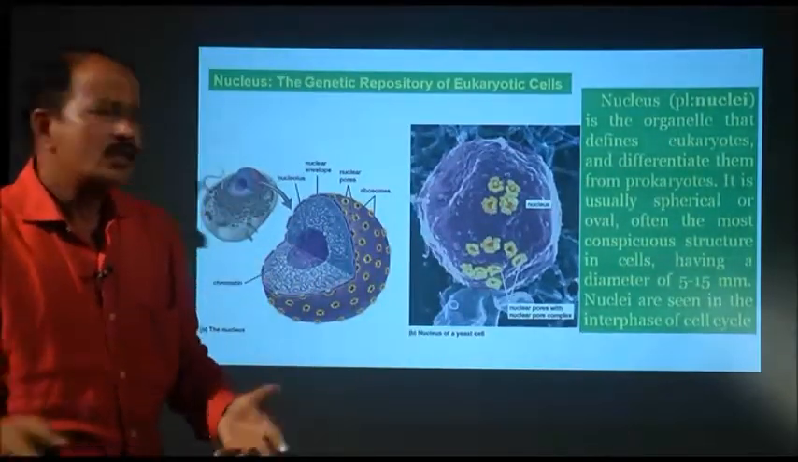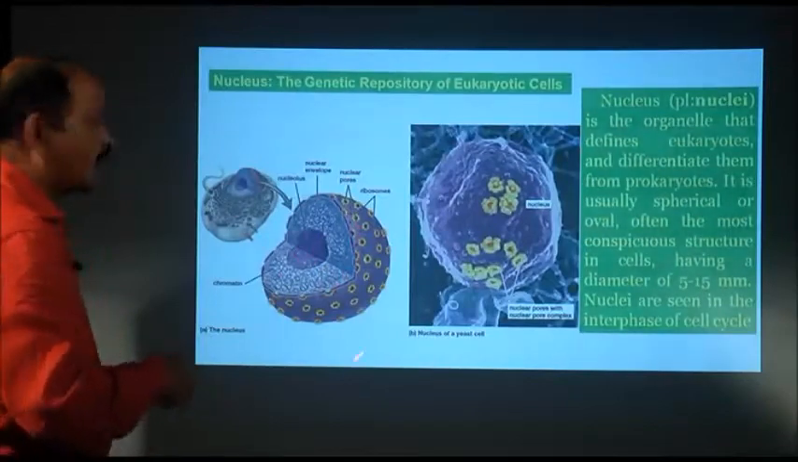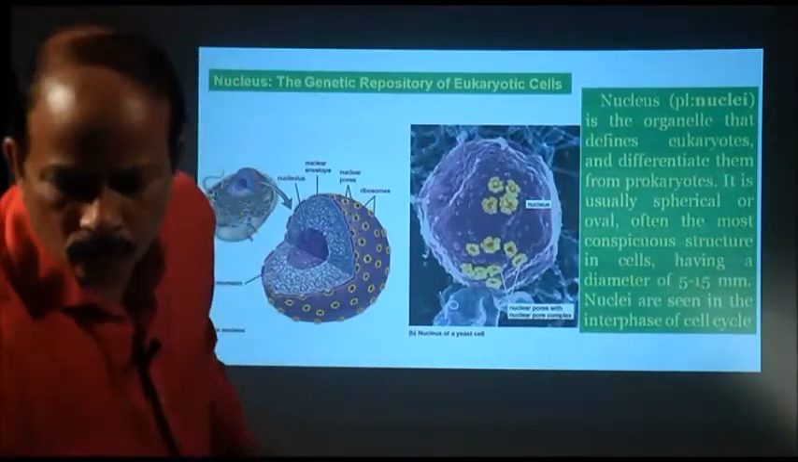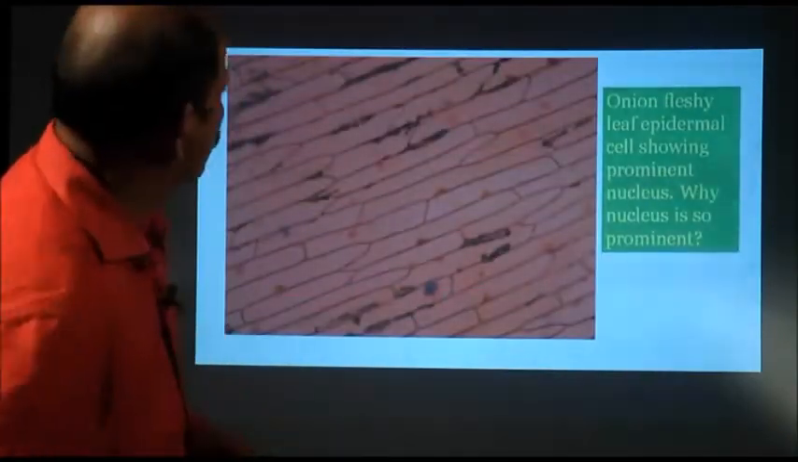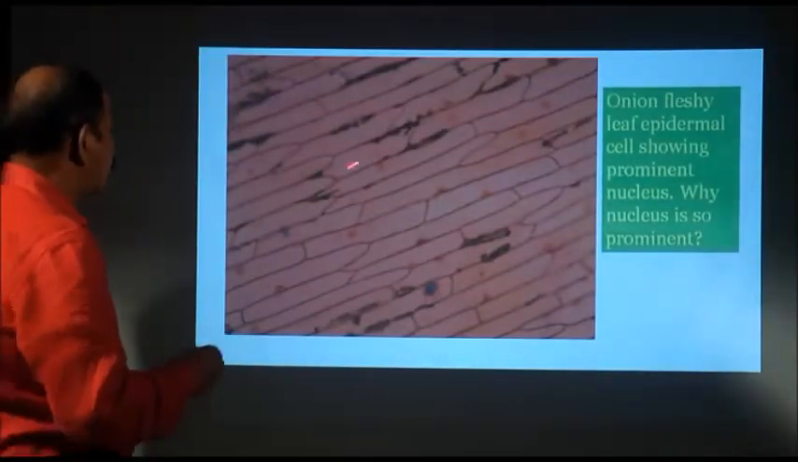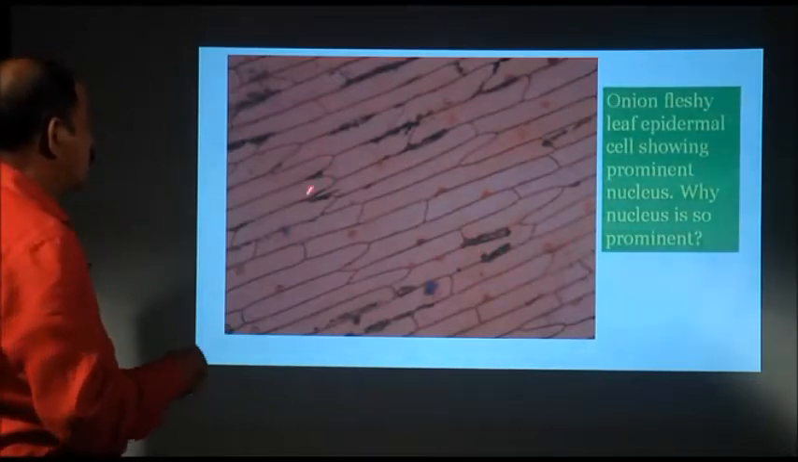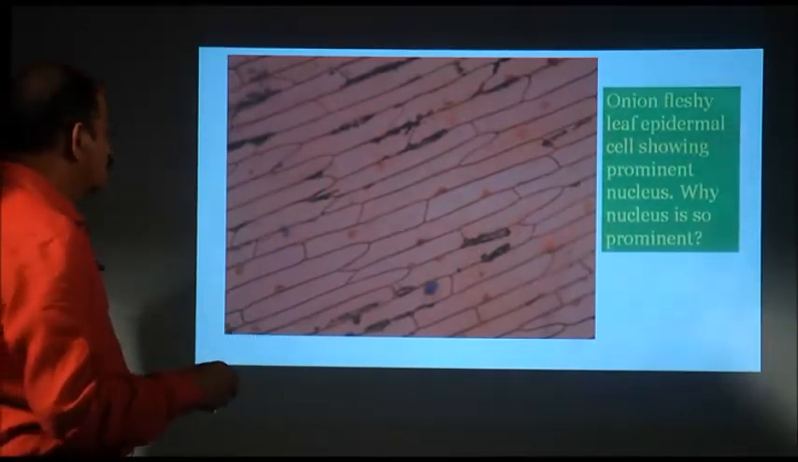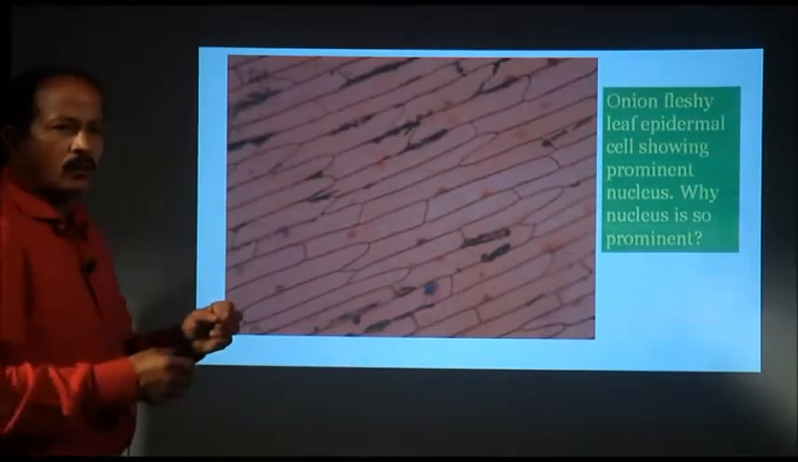Similarly, nucleus having genetic material must express, it must produce proteins to form or to express itself. Now, this is the photograph that we have taken in our laboratory. This you people can take in the first year class. This is onion fleshy leaf.